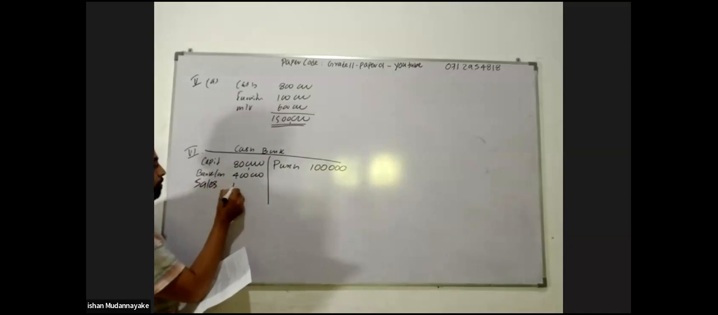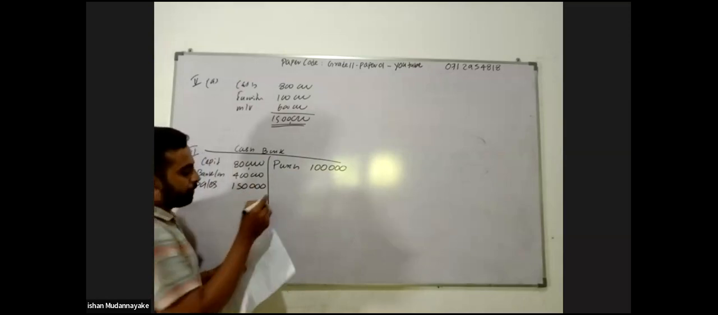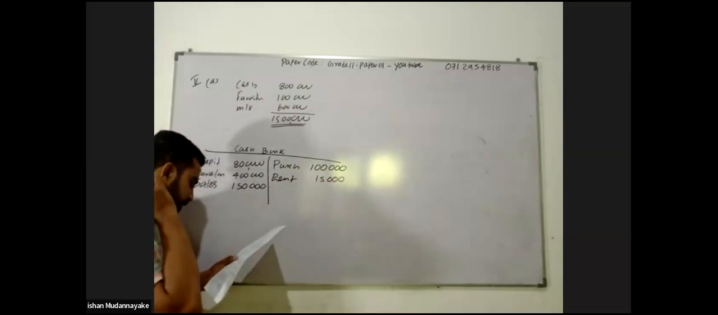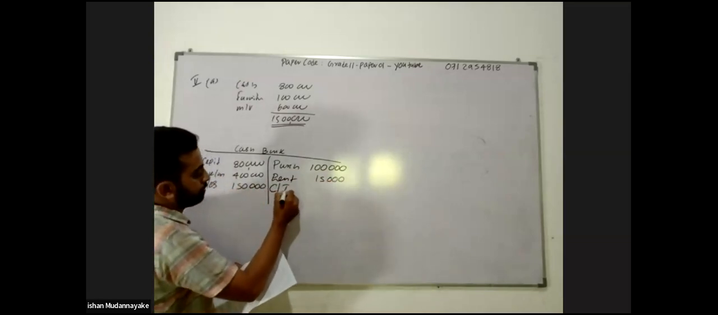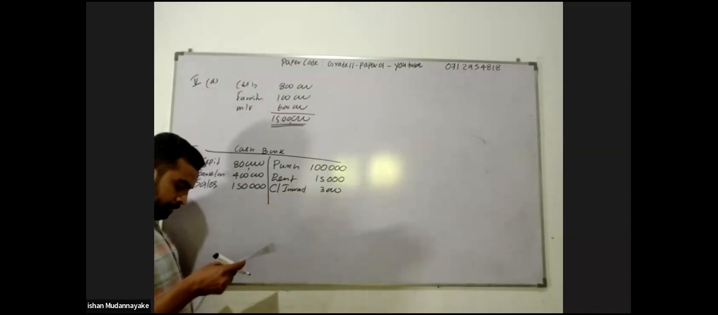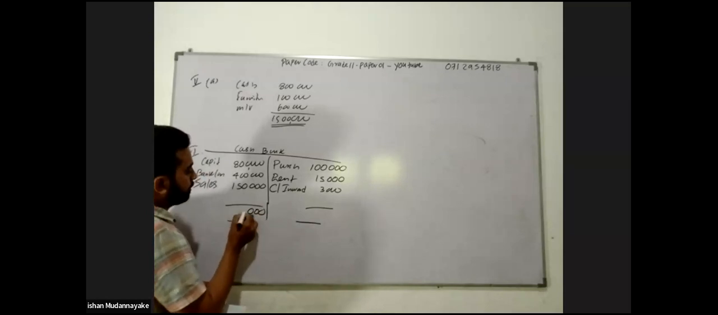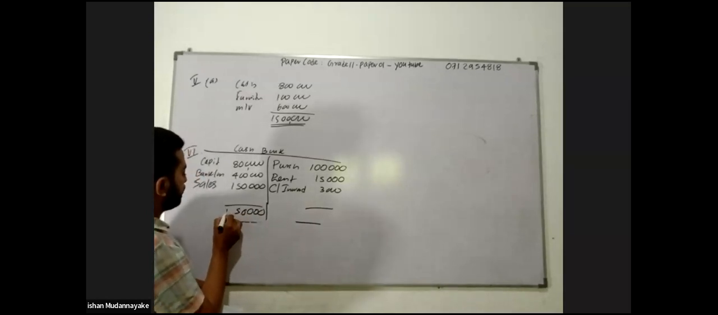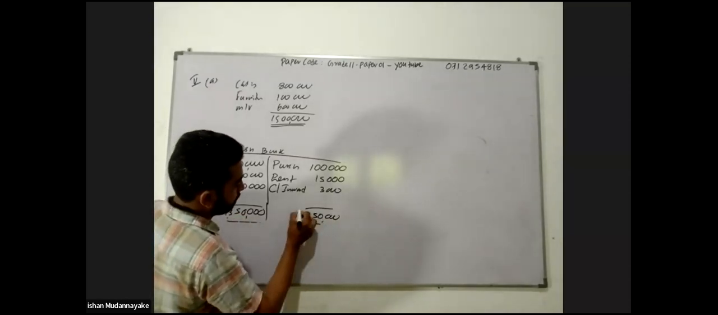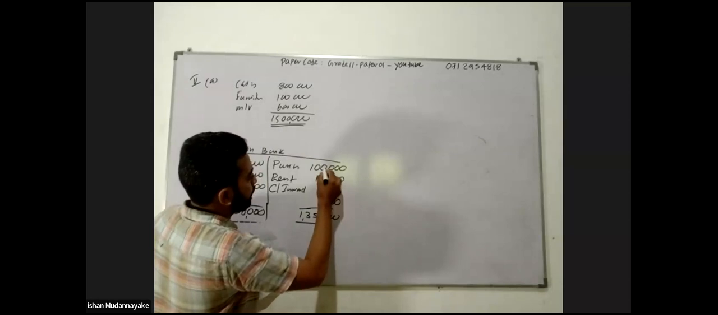Bag sales 150,000. Building rent 15,000. Carriage inward 3,000. Right, finished. There is no other adjustment. Then you can calculate the closing cash balance of the business. Closing cash balance 1,350,000, and the remaining cash balance.